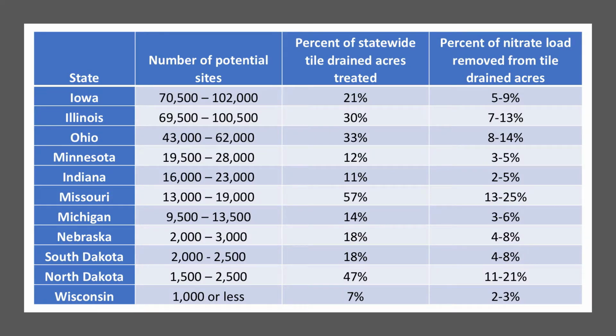And just breaking that down on a state-by-state basis, Iowa has the most sites, which makes sense because it's probably one of the more intensely drained landscapes that we have. But Iowa and Illinois have nearly 100,000 sites available to them. And we're looking at how much nitrogen we can remove from those tile-drained areas. We can see we can get a significant amount of nitrogen removed by implementing these things to scale.